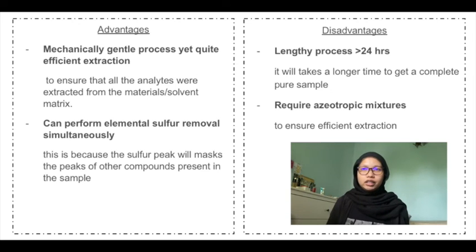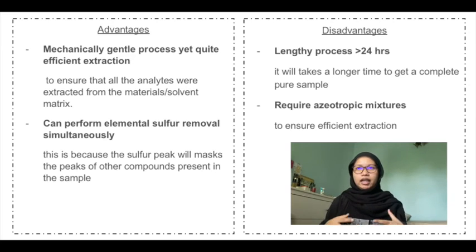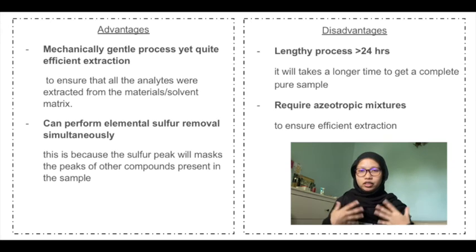The next one is the disadvantages of this extraction method. So the first one is that it is a lengthy process, where it will take up to more than 24 hours. This is because of the gentle process in this Soxhlet extraction. So it will take a longer time to get a complete pure sample.